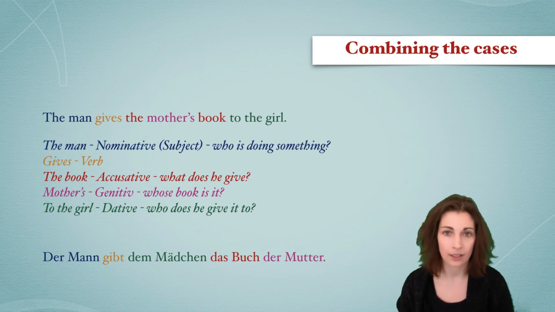And this is why the whole sentence in German would be der Mann, nominative, gibt, that's the verb is geben, it's an irregular one, we haven't had it. Gibt is like the third person, he gives, gibt, dem Mädchen, to the girl, the book of the mother. So this is our usual word order.